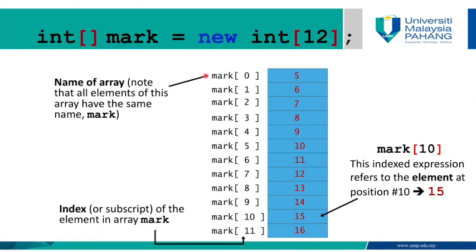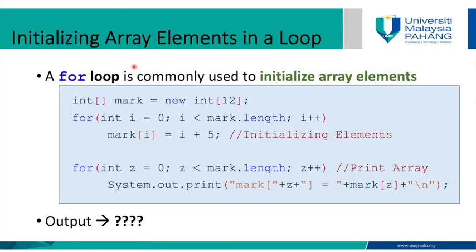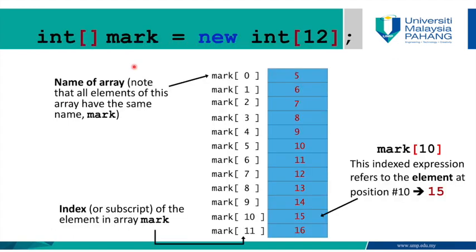So let's see the array like this, the for loop, and how it works inside the array. Here we have an array with a size of 12, right? So we will have indexes 0 until 11. Then we set the first value, which is 5, and then it keeps on increasing until the final index.